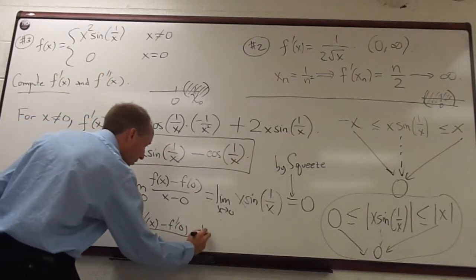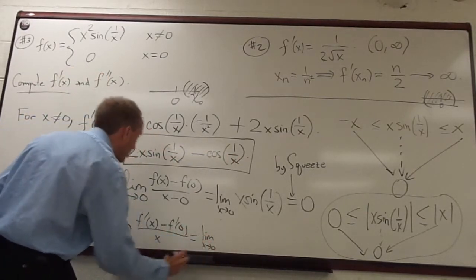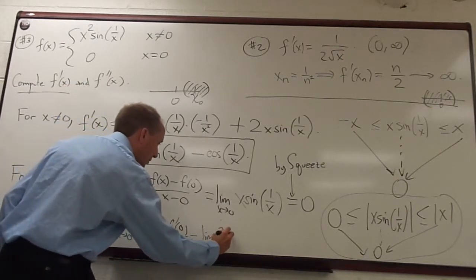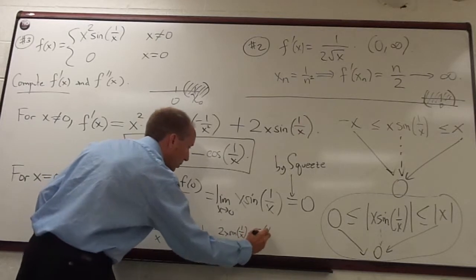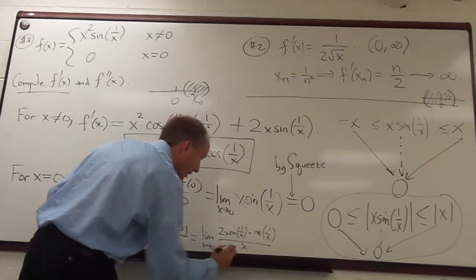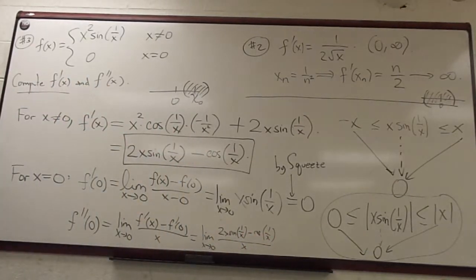So this is the limit as x goes to 0 of 2x sine of 1 over x minus cosine of 1 over x, all over x. Okay? And that's what we have. Any thoughts on that limit?